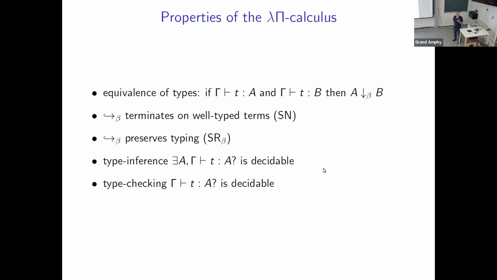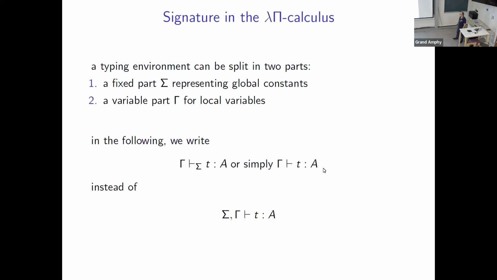So that's why the lambda pi calculus is a nice system, because we have all these properties. We are going to see how dependent types can be used to encode other systems and still be decidable. Now I'm going to introduce the notion of signature.